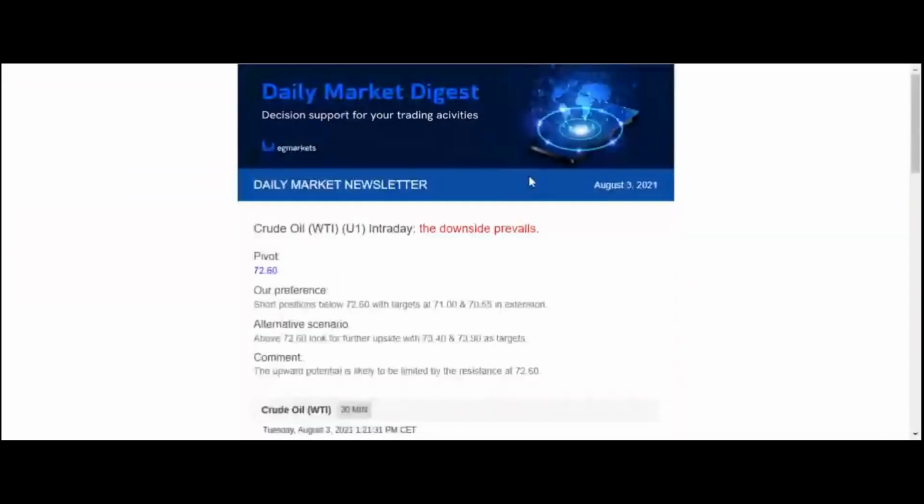So here we have the analysis. Remember I told you if you click on read analysis, it opens a new tab. Now let's break down oil the same way we broke down US 500. So oil intraday, the downside prevails. That means it's bearish, it's going down. You can either write bearish or down, whichever one works for you. Make sure you have a pen and paper when you are trying to analyze, so it's easier to put all of this in place.